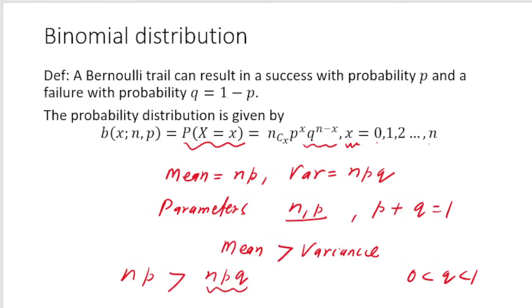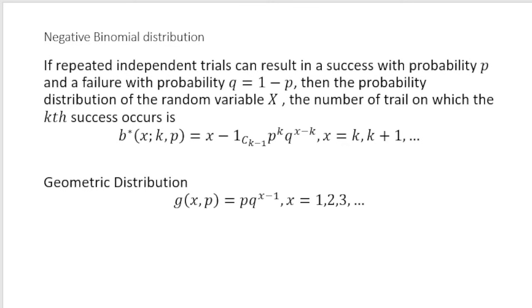I repeat. Point number 1: the binomial distribution is a discrete probability distribution. Point number 2: the probability distribution is given by this function nCx p to the power x q to the power n minus x. Point number 3: the parameters are n and p, and p plus q is equal to 1. Point number 4: the mean is np, the variance is npq, and the mean is greater than the variance. So this information should be kept in mind.